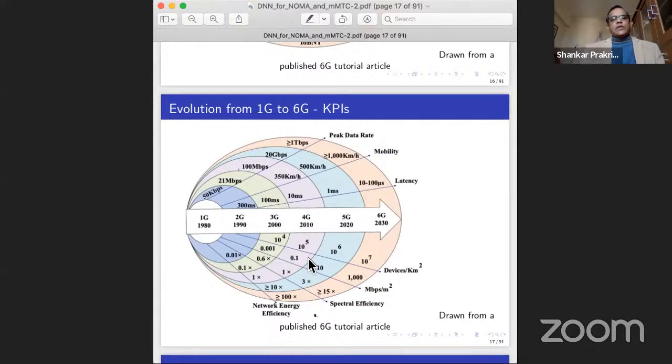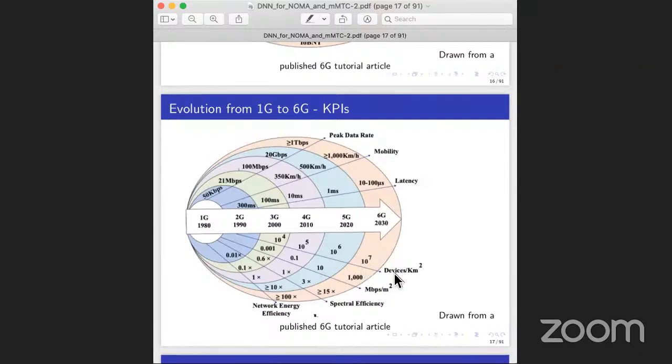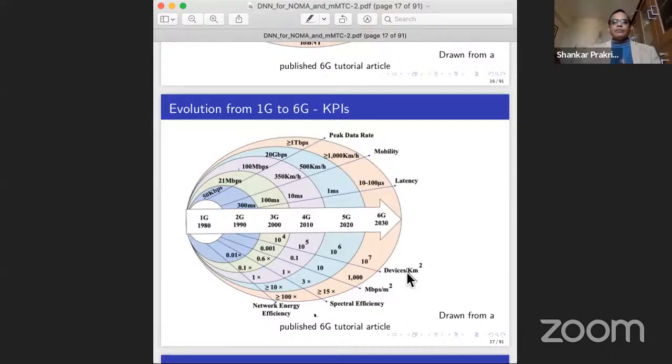And if you look at devices per square kilometer, maybe that is where the real story is. The number of devices per square kilometer was very, very small in 1G and 2G. It is increasing dramatically and by orders of magnitude. And you're expecting around 10 to the power 7, about 10 million devices per square kilometer at the very minimum in 6G. Right? This is a very large number of devices. Most of these are machine type devices. And this is where the real story lies, right? And we're going to talk about it. And of course, the megabit per second per meter square also increased dramatically. That means there's going to be high density of traffic.